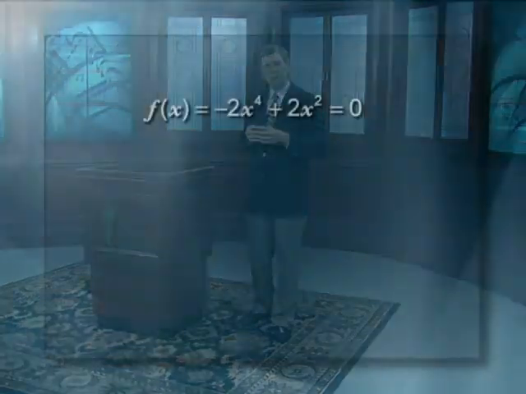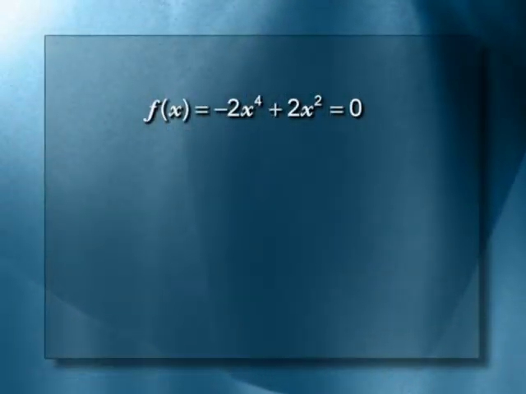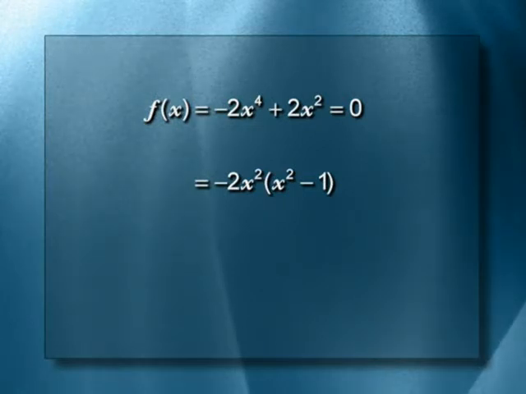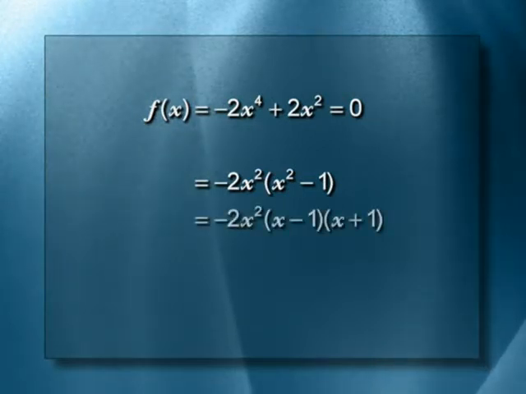Okay, let's do some more examples. Let's talk about a fourth degree polynomial and talk about its root structure, or its structure of zeros. How about the polynomial minus 2x to the fourth plus 2x squared? Let's find its zeros. Well, we factor it, and we get, let's factor out the term minus 2x squared, and then we're left with the quantity x squared minus 1. And then we can factor x squared minus 1 into x minus 1 times x plus 1.